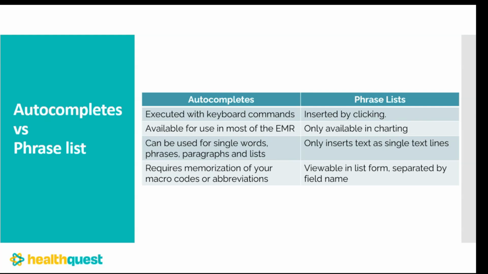They can be used for single words, phrases, paragraphs, or lists. Phrase list will insert into your chart note as a single text line only. Autocompletes generally require memorization, whereas phrase list is viewable beside your chart note, separated by field name.